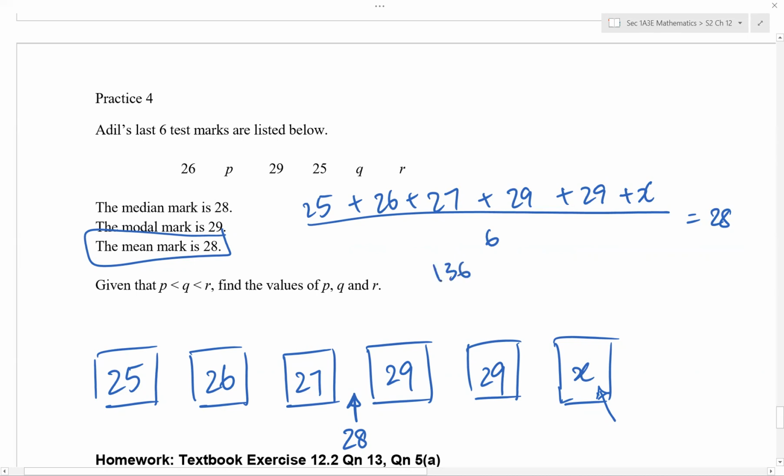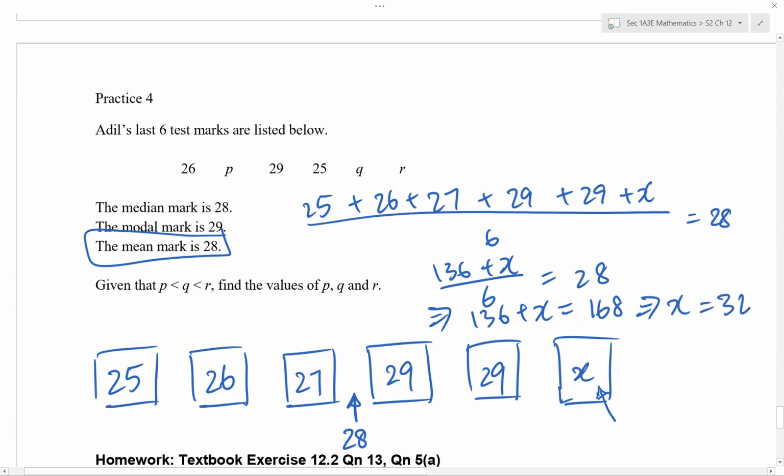We get (136 + x)/6 = 28. So 136 + x gives us 168. And finally, x has a value of 32. Okay, so the values of p here now, we're not done with, because we have found out all the different values, but we haven't concluded which one is p, which is q, and which is r.